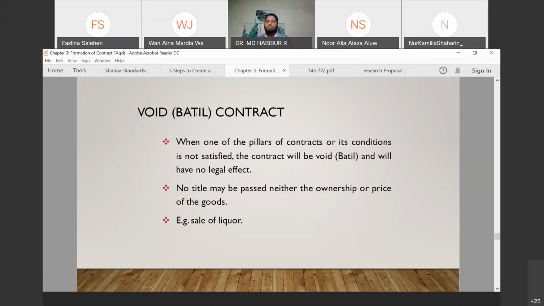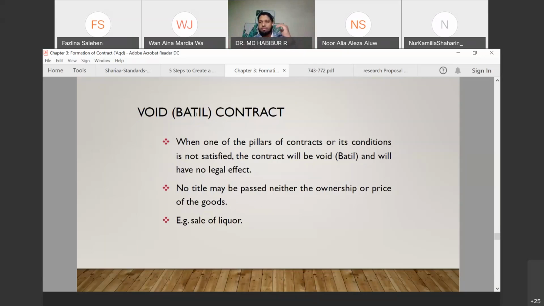Batil is the opposite of valid. The pillars of the contract and its conditions are not satisfied. All right. So a batil contract does not have any legal effect. So no title is passed, no ownership will be transferred. For example, sale of liquor. If a Muslim sells wine, then it is a batil contract. So no commitment will arise.